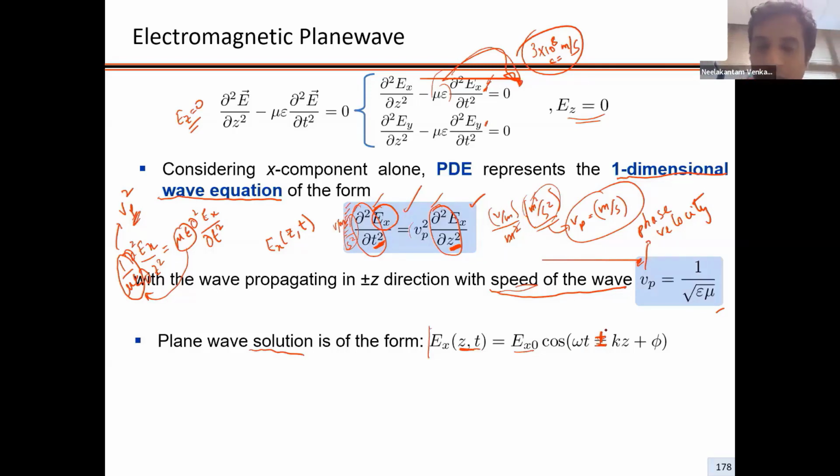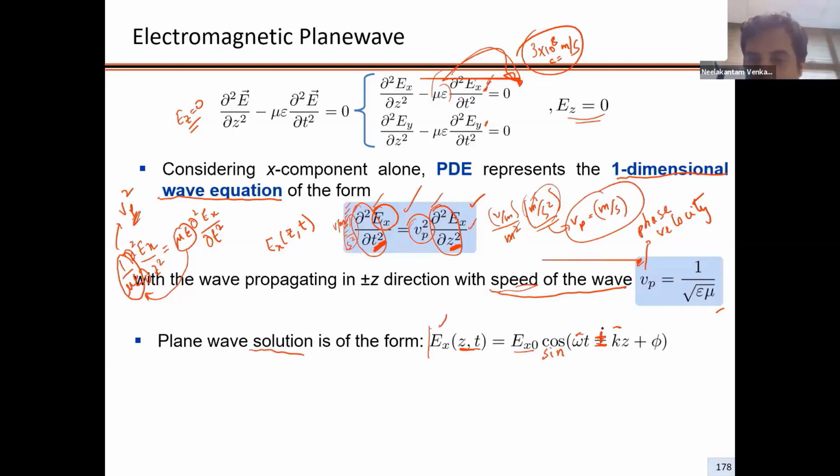Very important, cosine is one form only. It can also be sine. It can be either sine or cosine, it doesn't matter. So you take this Ex, take the double derivative with respect to z, take the double derivative with respect to time, and substitute it in here. We will see that there is a relationship between Vp and omega and k here. And when you do that, you will see that indeed this is a solution for this equation.